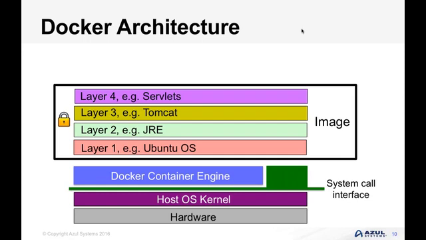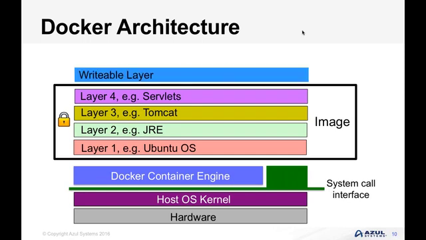These are read-only. Okay, so obviously you're going to think to yourself, well, how does that work? Because surely we may be running a service which needs to make some changes. Okay, so what we then do is we add a writable layer on top of those layers which make up the image. So this is where we can make changes, and the writable layer will reflect the changes that we want to make to any part of the system.